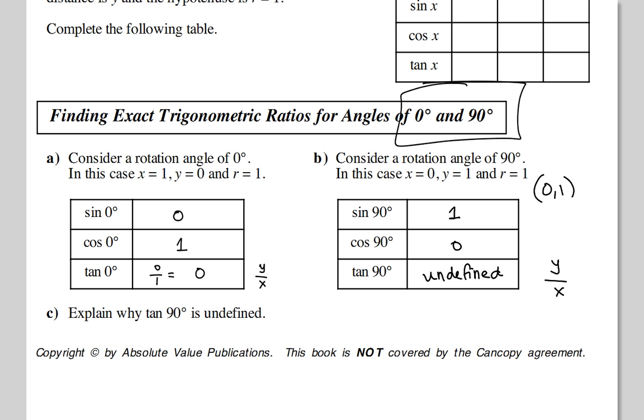So why is it undefined? Because for the tangent formula, it's the y divided by the x. And in this case, the x in the denominator is 0. So it's undefined if you're dividing by 0.